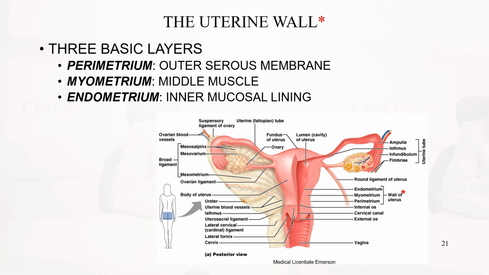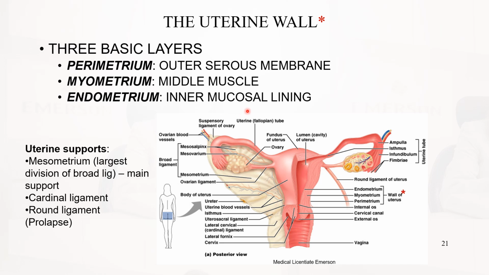Then the uterine wall has three basic layers. They have the perimetrium, which is the outer serous membrane. You have myometrium, which is the middle muscle. Then you have the endometrium, which is the inner mucosa lining. Okay, then the uterine supports are the mesometrium, which is the largest division of the broad ligament, and it is the main support actually. Then apart from that, you also have the cardinal ligament. Then you have the round ligament.